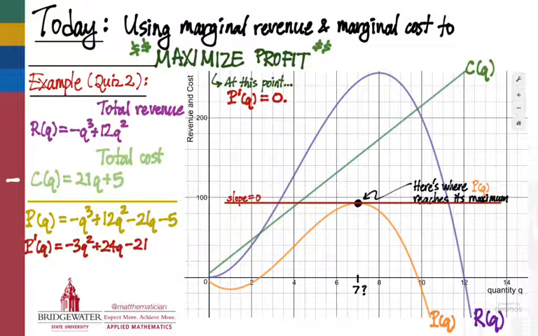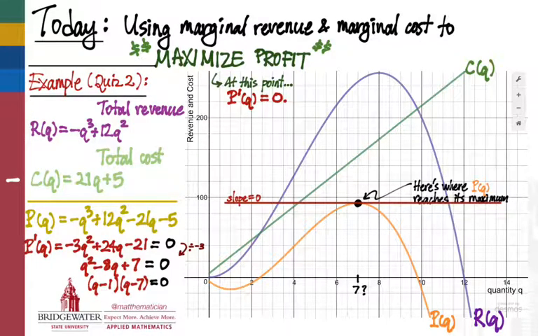I can therefore find this maximum point by finding where this derivative, the marginal profit, is equal to 0. So I'll set that equal to 0 and try to solve it for q. I can do that by dividing both sides by negative 3. That gives me a nice quadratic with a leading coefficient of 1 to work with. This particular quadratic happens to factor: q minus 1 times q minus 7. And because it factors, I can split that factorization across into two equations. One of them tells me that q is going to equal 1. The other tells me q equals 7.